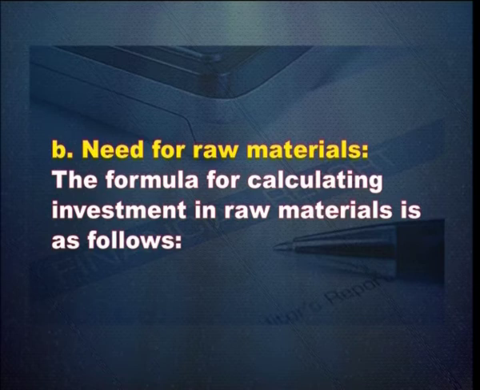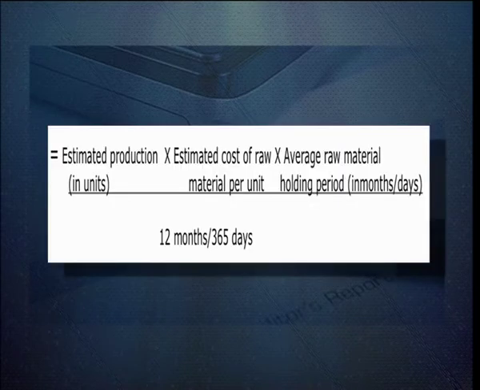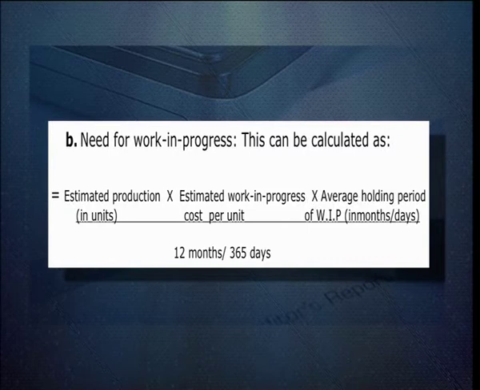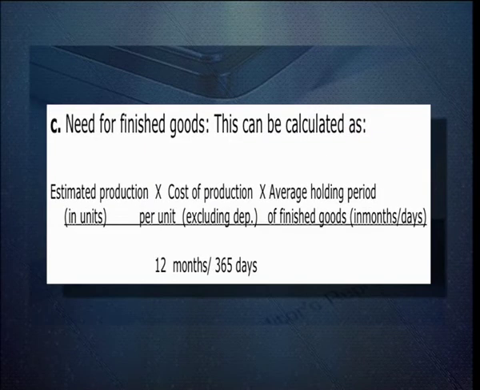B, need for raw materials. The formula for calculating investment in raw materials is as follows, which is equal to estimated production into estimated cost of raw material per unit into average raw material holding period divided by 12 months or 365 days. C, need for work in progress, which is equal to estimated production multiplied by estimated work in progress into average holding period of work in progress, that is in months or days, divided by 12 months or 365 days.